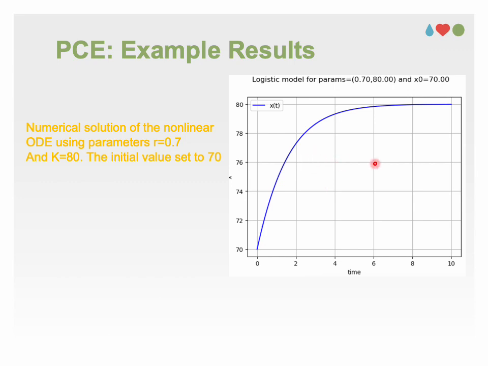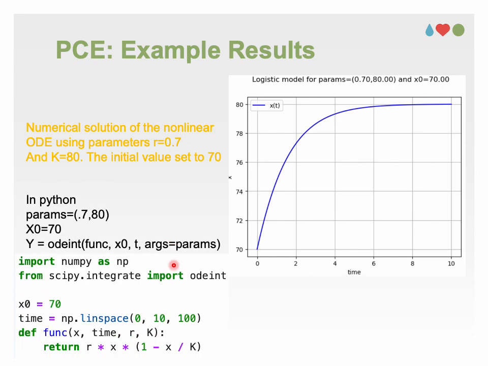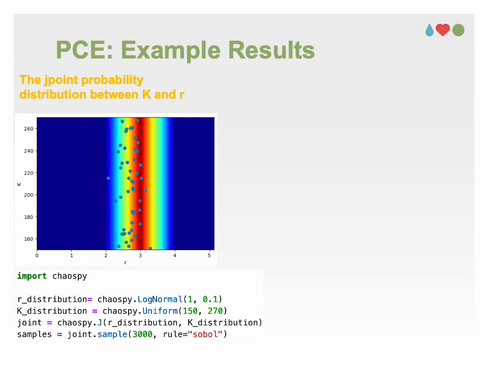But here, to help better understanding of the concept, I provided a piece of Python code. The figure on the left-hand side shows the joint PDF between R, shown in horizontal axis, and K in vertical axis. Blue dotted markers represent the scatter plot of one of the sample realizations generated from the joint probability distribution function.